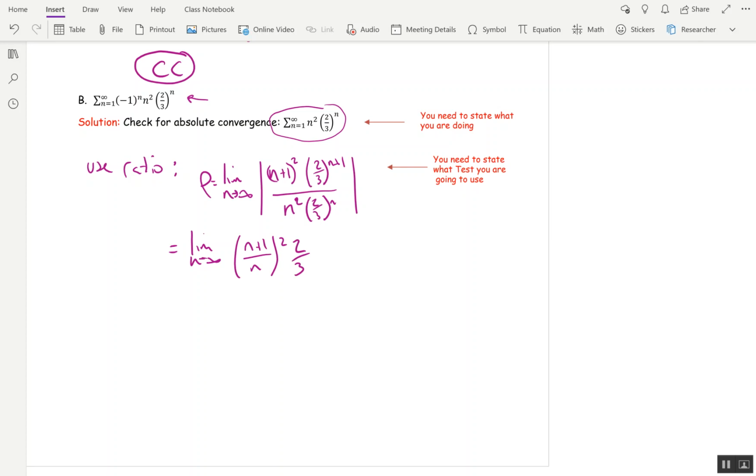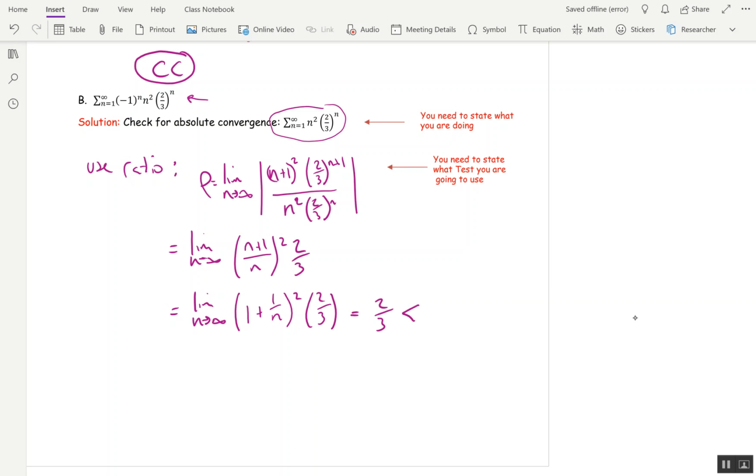Now in the parentheses, I'm going to get infinity over infinity, so I'm going to divide top and bottom by n inside the parentheses. Whoops, no, I don't need to do that. I'm sorry. Just write that as two separate fractions. N over n is 1, and then 1 over n is 1 over n. Okay, now the limit inside the parentheses is 1. 1 squared is 1. 1 times 2/3 is 2/3.